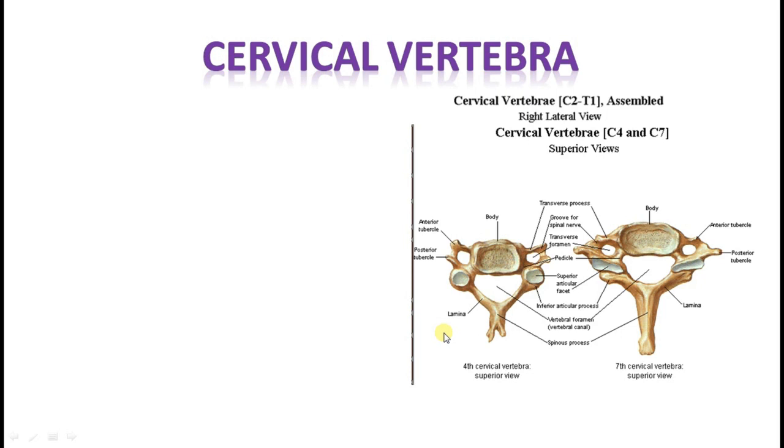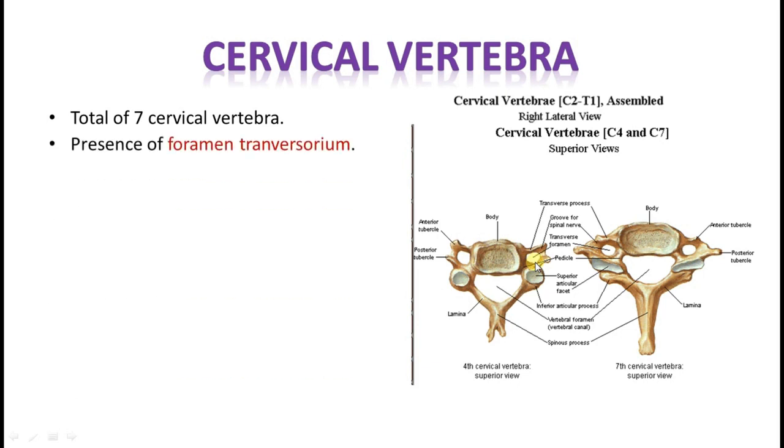Totally, there are 7 cervical vertebrae in the neck. They are numbered from 1 to 7. And how do you identify the cervical vertebra? You see the foramen in the transverse process, which is called the foramen transversarium. So that is the very classical distinguishing feature, the salient feature of the cervical vertebra. So you identify the vertebra when you see foramina on either side. In the transverse process, if you see a foramen, then you can very well tell it is a cervical vertebra.